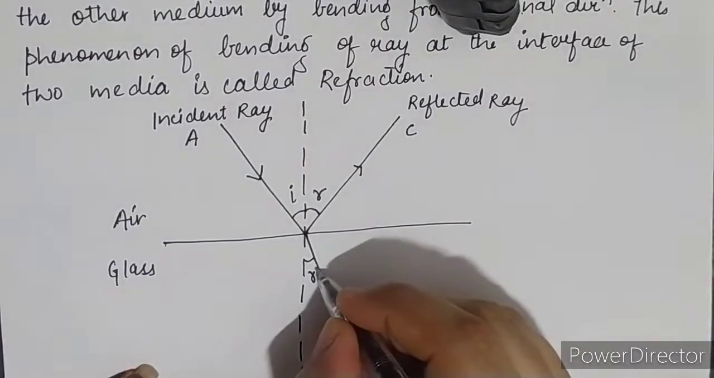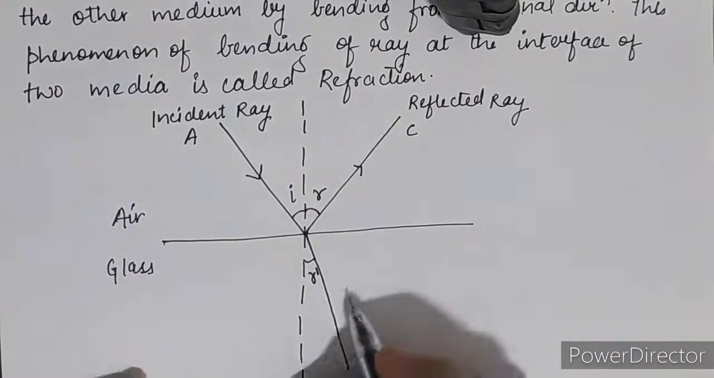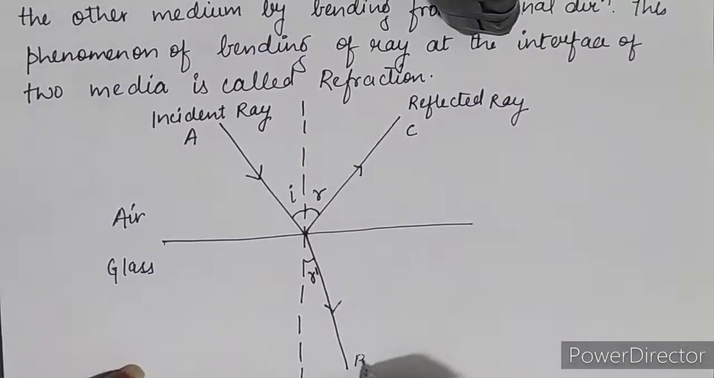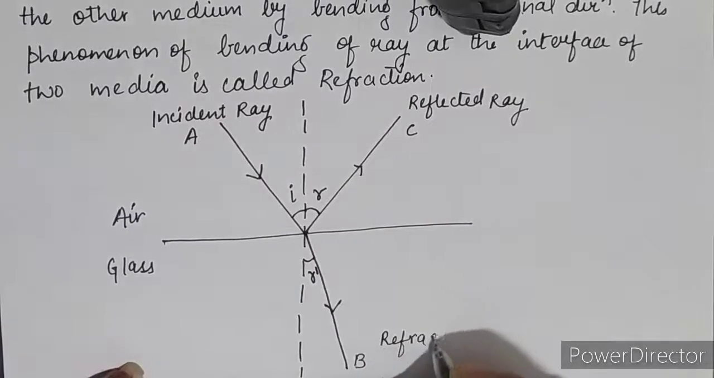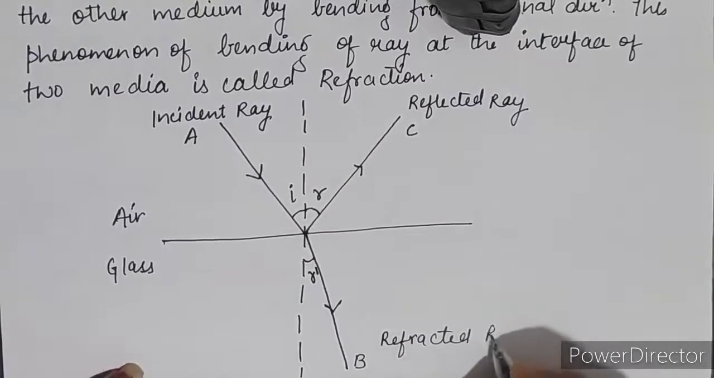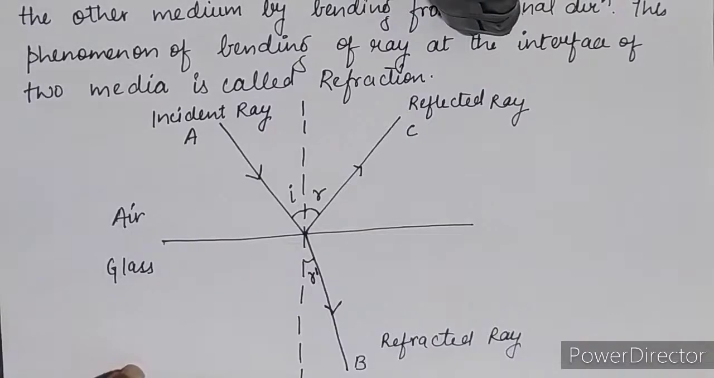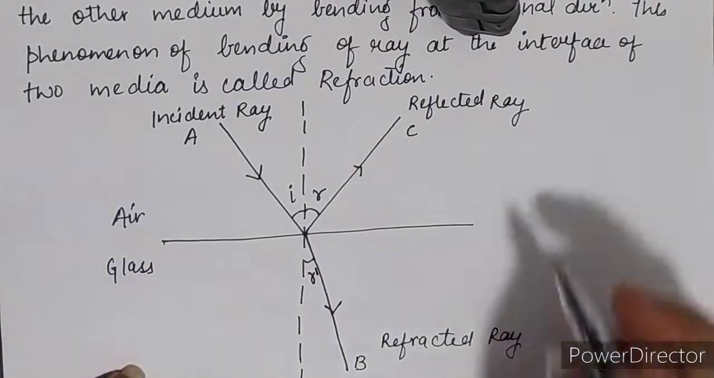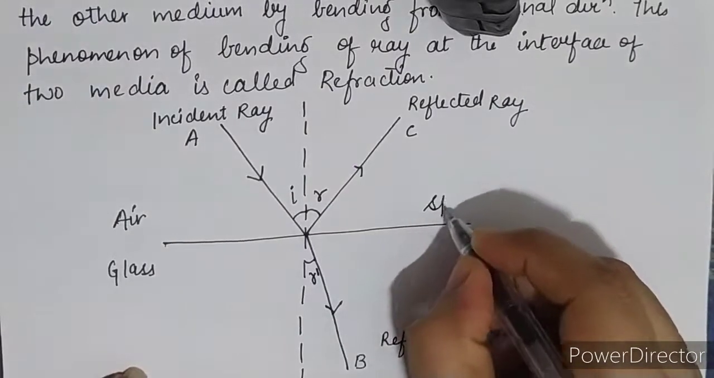Suppose that I am just denoting this by R dash, otherwise you will be confused. R is the angle of refraction. So this will be your B. B means refracted ray. Don't be confused. Reflection phenomena takes place in the same medium, and refraction phenomena takes place in two different mediums.